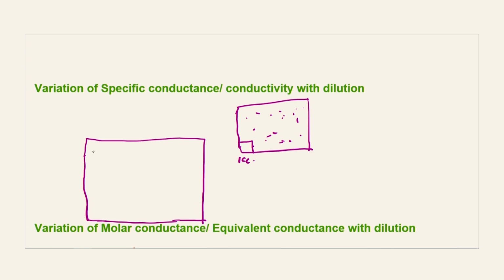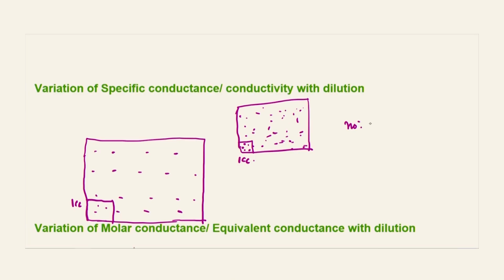Now, what happens to the ions in the electrolyte? They move far apart, they will not be closer. So, consider the number of ions contained in 1 cc. In the concentrated solution the ions are closer, but when we go for a dilute solution and take 1 cc, it will have fewer ions in it, or you can say that the number of ions per cc decreases as we increase the dilution.